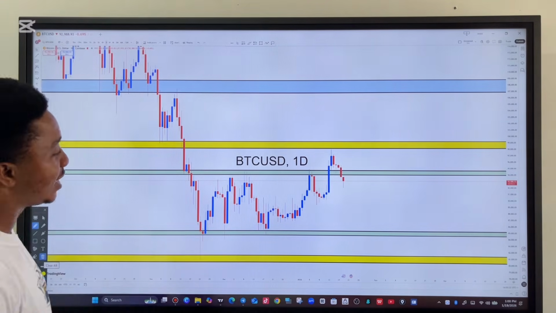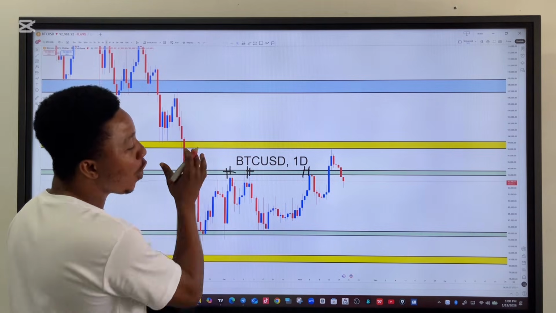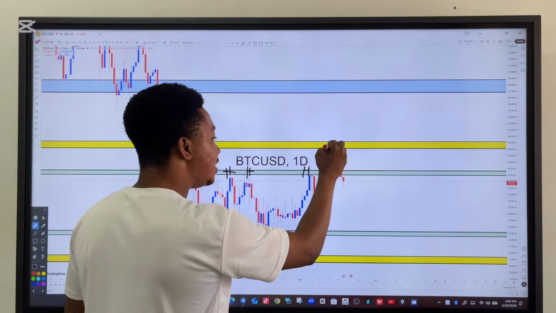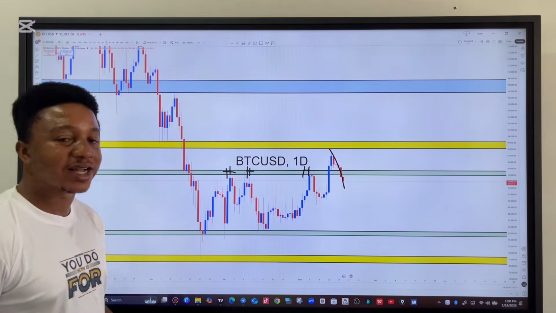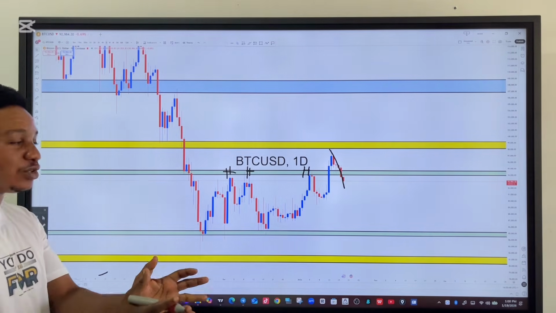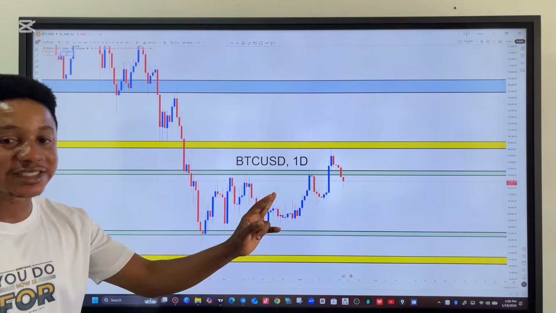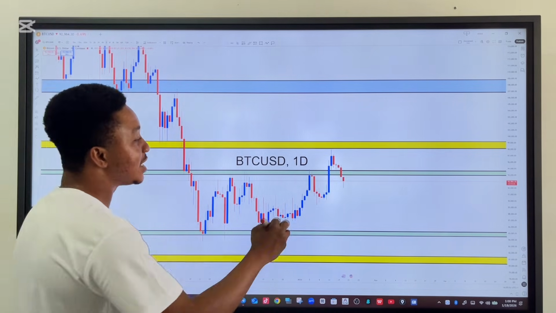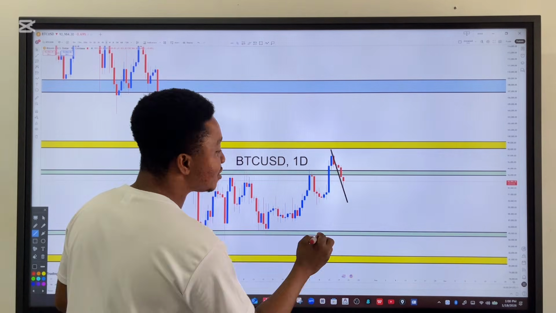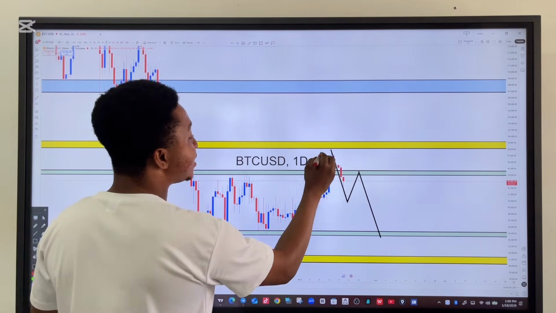But what was the case then? The case was that price was able to break below again these equal highs to the downside, meaning that what? Sellers have come in to take control. So on the daily, what is likely to happen? The most likely thing about to happen on the daily is that price is about to give us what? A head and shoulders before it may reverse to the downside.